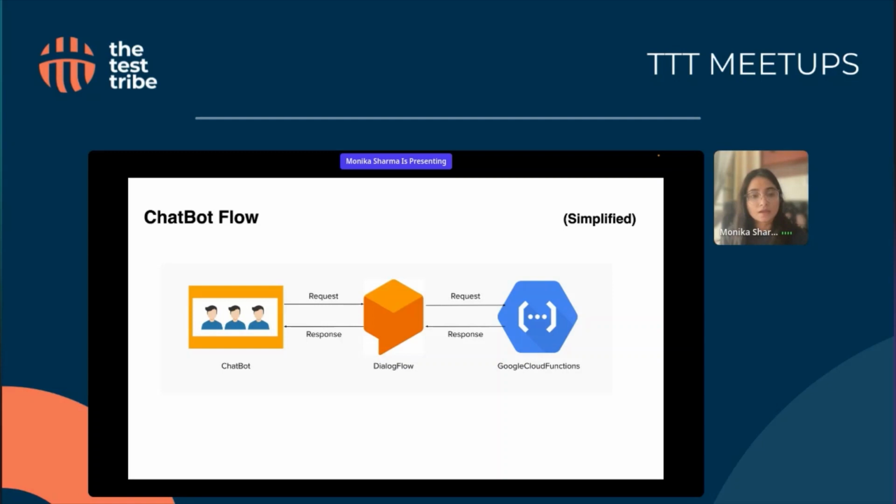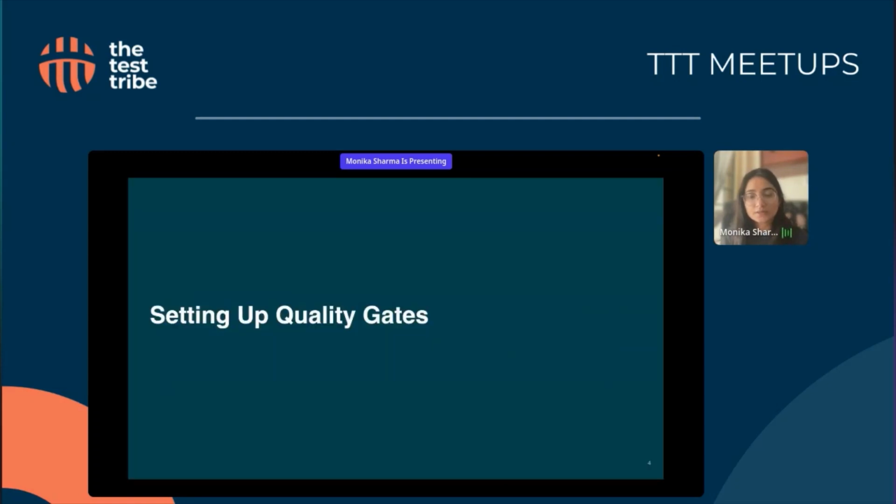And the intent is basically, let's say the chatbot doesn't know what to reply, so the default intent would be, sorry, I couldn't understand your request, please rephrase a bit, or can you send your question again? Okay, so now coming to setting up a quality gate.